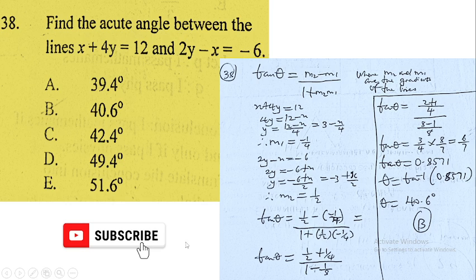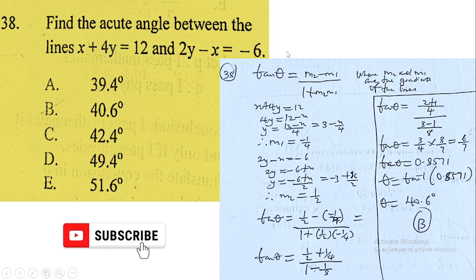Question number 38. Find the acute angle between the line x plus 4y equals to 12 and 2y minus x equals to minus 6. So we are having two straight lines which are represented by these two equations, and both are linear equations.